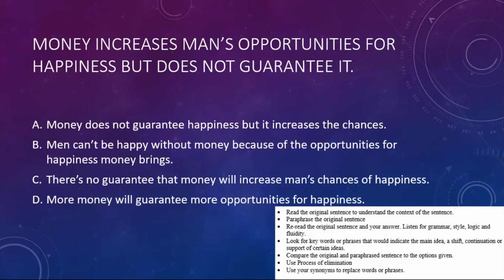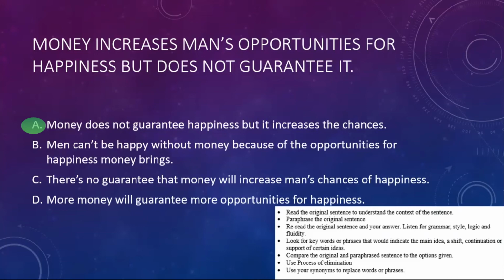Option A reads, money does not guarantee happiness, but it increases the chance. Clearly, option A is similar or equivalent to the original sentence. This is because option A says that having money doesn't promise or mean that you will automatically be happy, but your chances, the opportunities presented to be happy, are slightly higher. So this is a viable option. Let us look at the others.